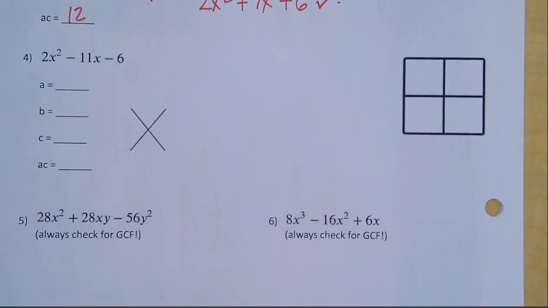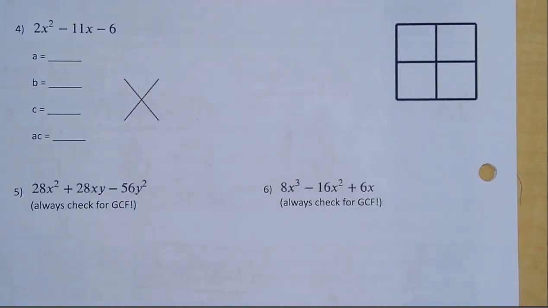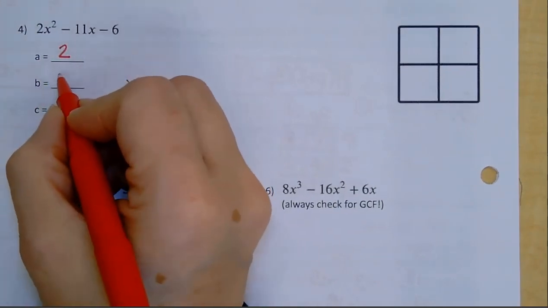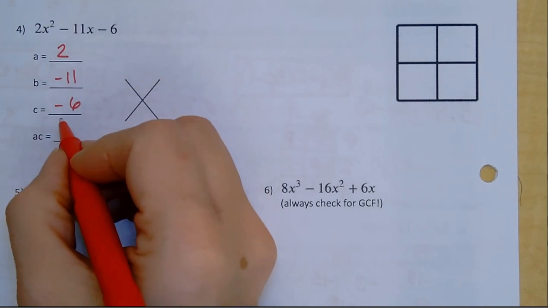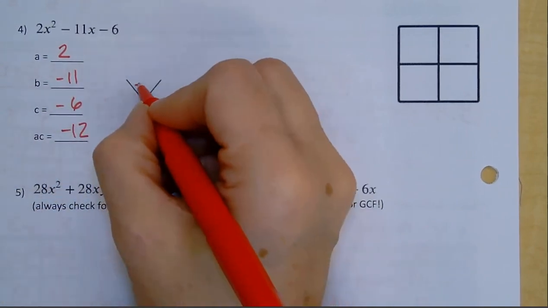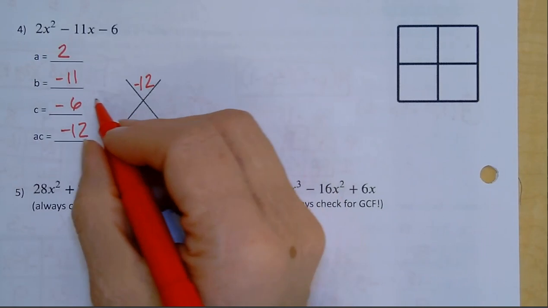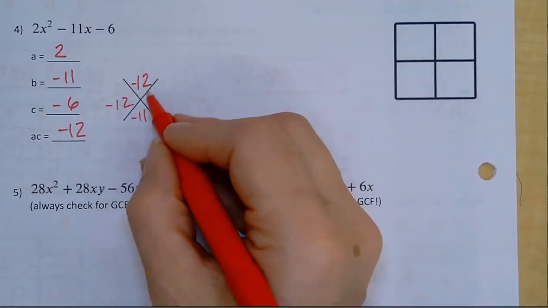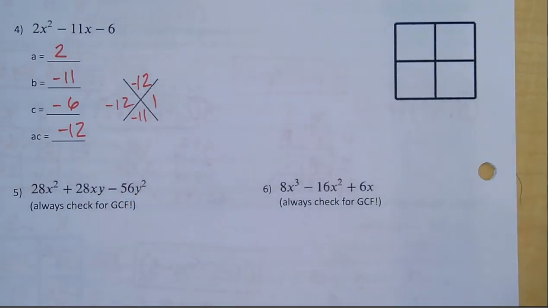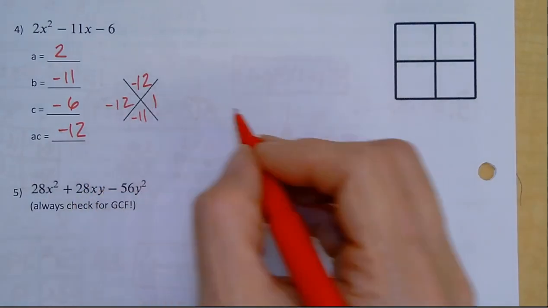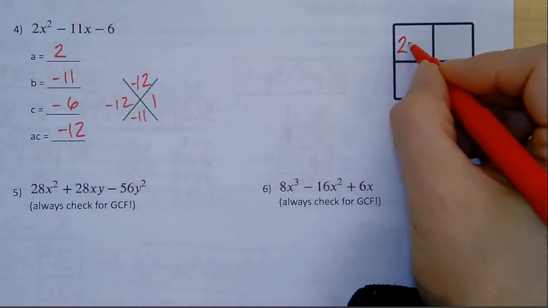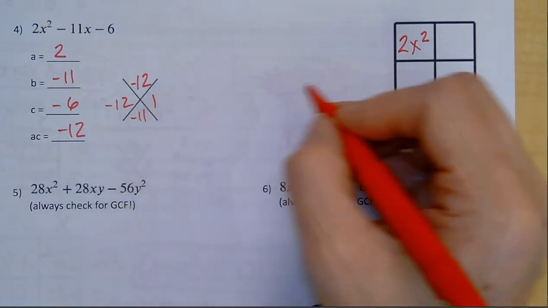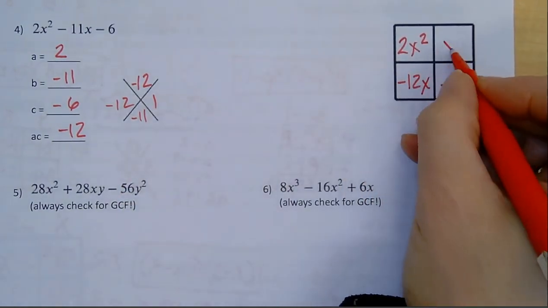Okay, 2x squared minus 11x minus 6. I don't see anything to pull as a common factor, so I'm going to say a is 2, b is negative 11, c is negative 6, a times c is negative 12. What multiplies to give me negative 12 but adds to give me negative 11? Negative 12 and positive 1, right? Negative 12 plus 1 is negative 11. Those are my magic numbers that go in my diagonals. My top left is 2x squared, and my bottom right is negative 6. Don't lose your negatives. I'm going to plug in negative 12x and x.